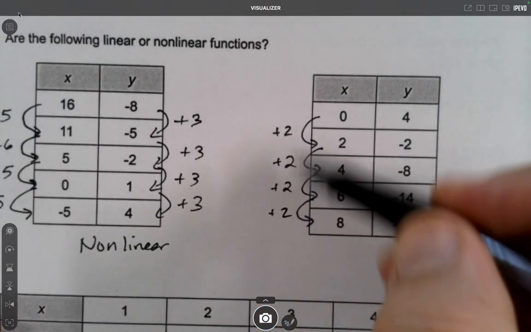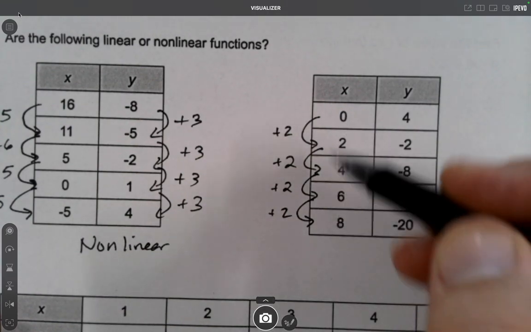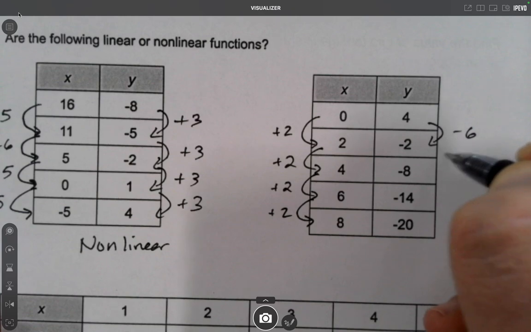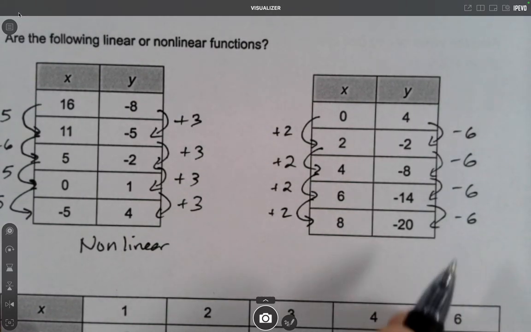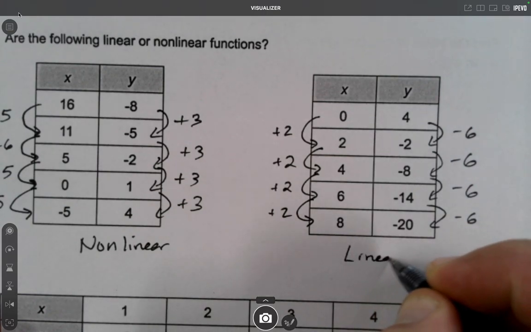So the x's are behaving. I say they're behaving, just say they're behaving in a linear fashion. Things are allowed to be nonlinear. But these are linear because they're consistent every time. For the y's, we go down 6, down 6, down 6, down 6. So both the x and the y are behaving in a linear, constant change pattern. So yes, this is linear.